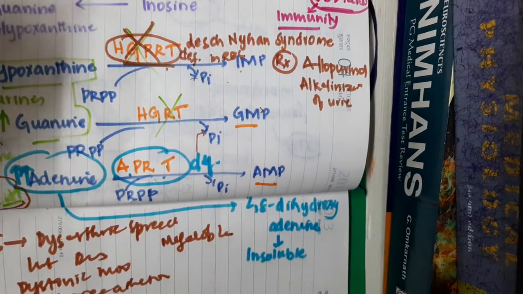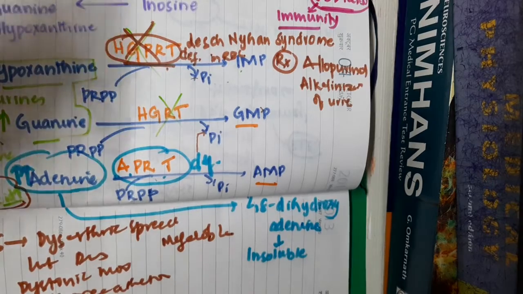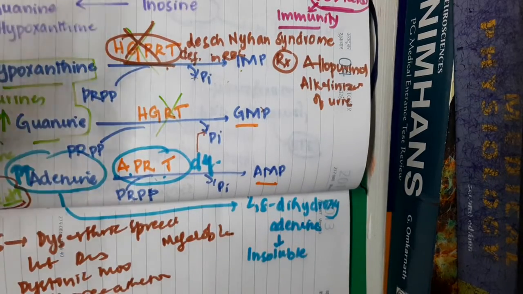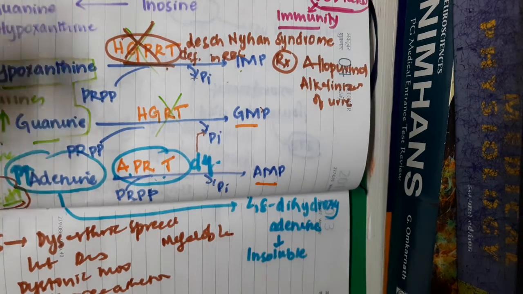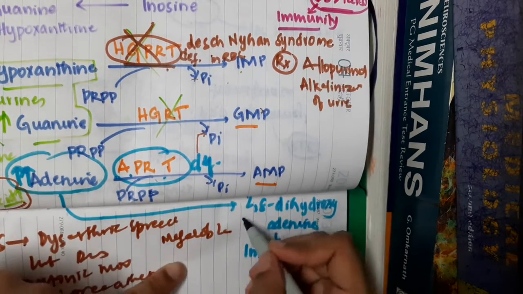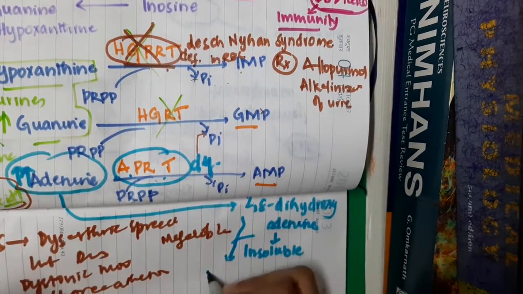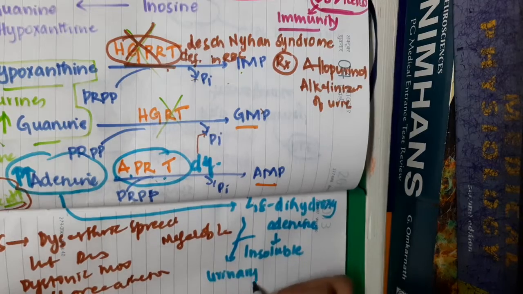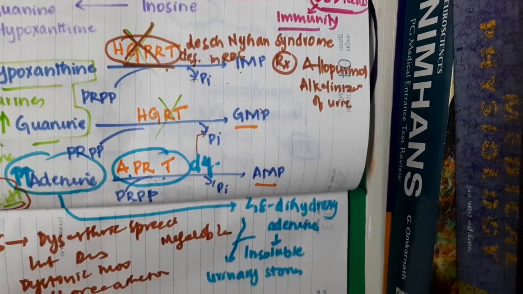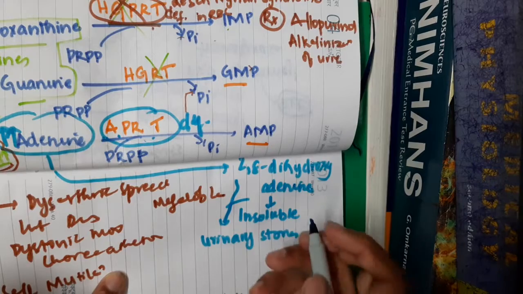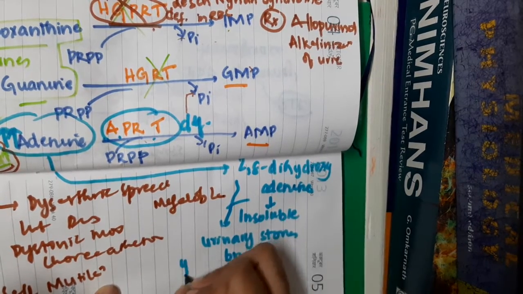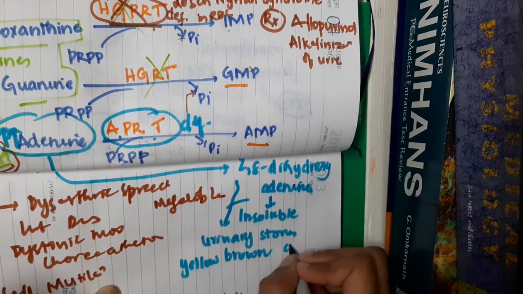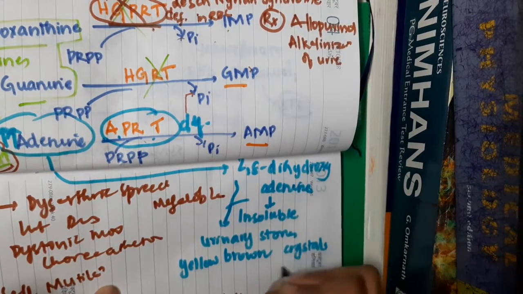Now if you see the clinical features, there will be urinary calculus formation with crystalluria seen in this adenine phosphoribosyl transferase deficiency. Because these are insoluble, this will form urinary stones. And the stones which are formed because of this 2,8-dihydroxyadenine will be brownish or yellowish brown in color. Yellowish brown crystals are seen in the urine.